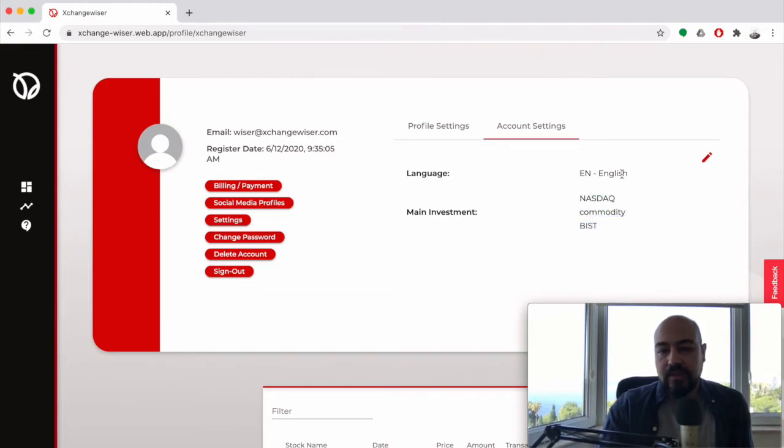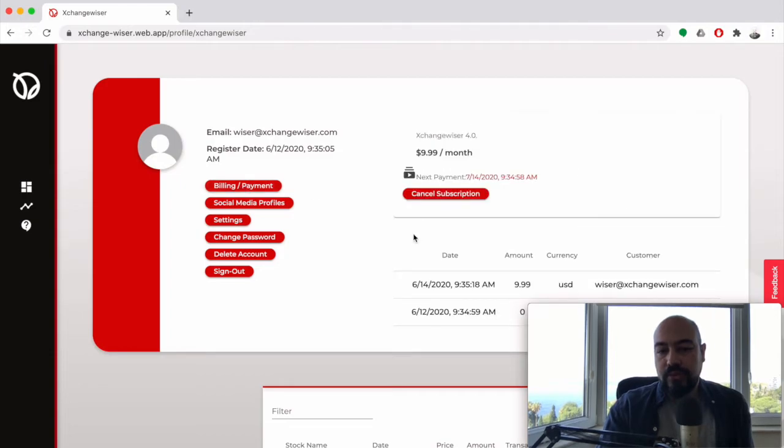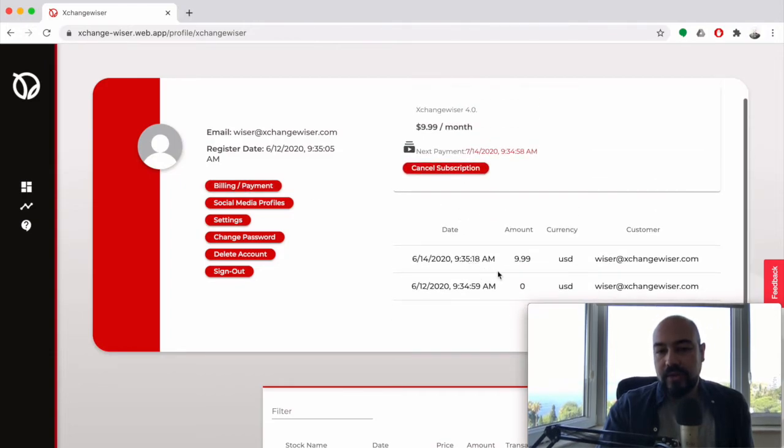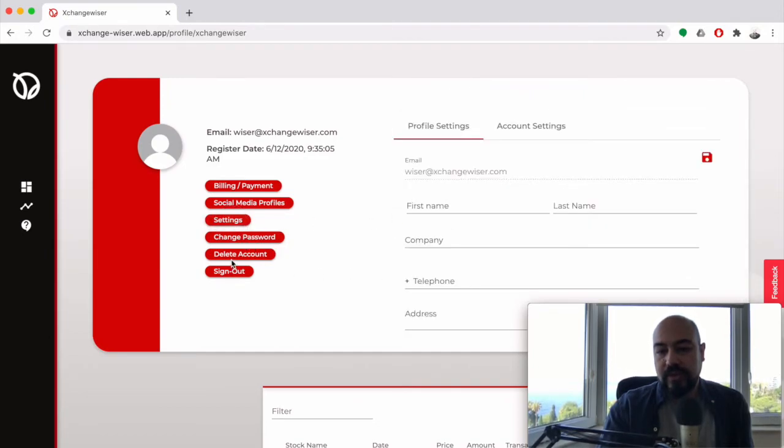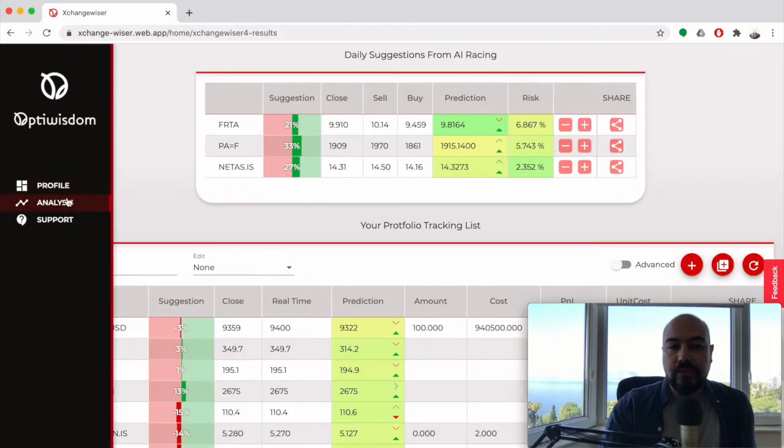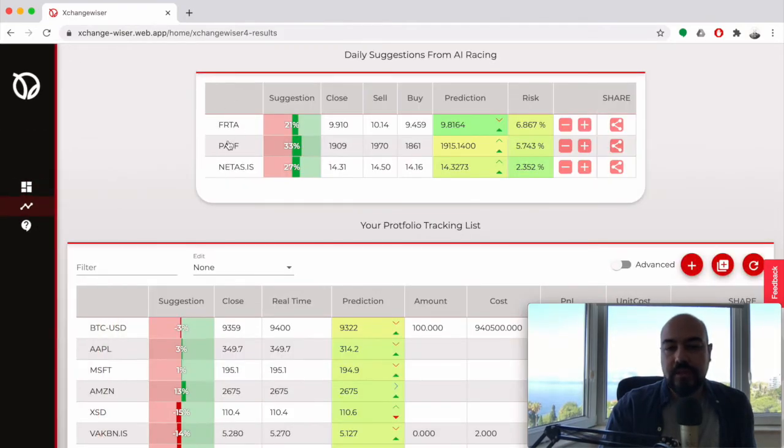This is the preferred language, and maybe if you want to see your previous purchases, payments, in here you can see your details. This is the package I am following. You can change your password, you can see your settings in here, you can sign out or delete your account. You can cancel your membership at any time, and you are going to continue using the tool for the period of time you have purchased it. And if I go back to the analysis in here, you see I have another suggestion from the New York Stock Exchange for today.